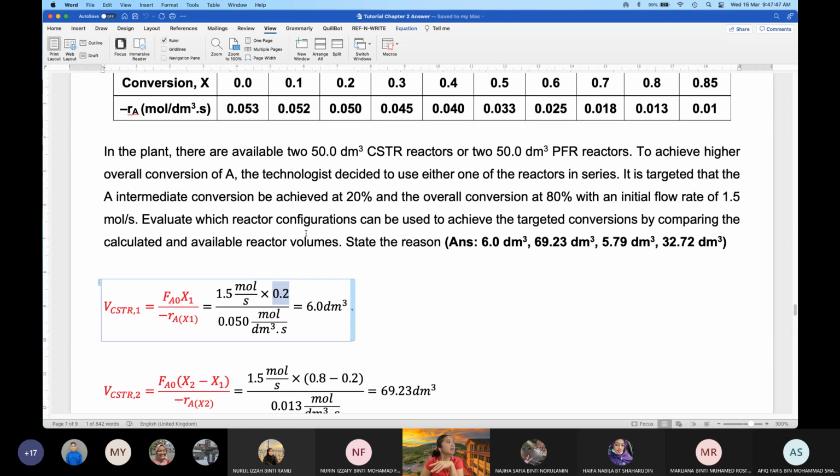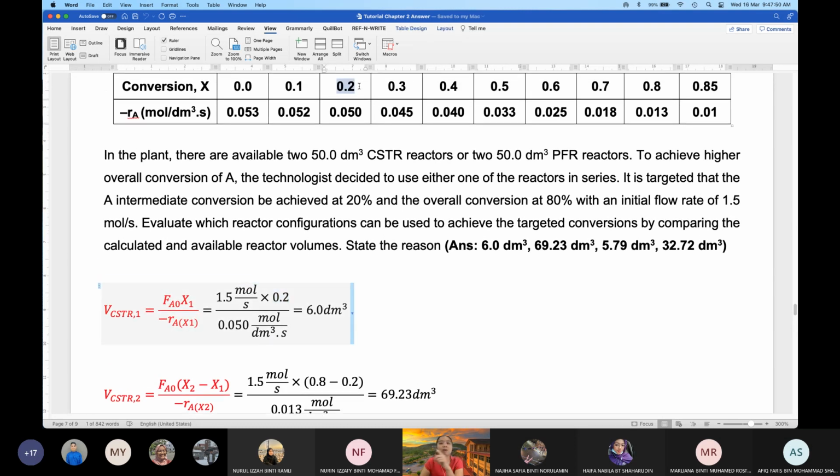So you look at the table, senang je tengok table. When my X is 0.2, minus RA dia 0.050. Okay, so sebab tu chapter 2 ni senang. Kamu dah tak payah kira minus RA, dia terus bagi je. Kamu tahu conversion, kamu terus tahu dah berapa minus RA dia, which is 0.050. Okay, so when you calculate, the volume of the first CSTR is actually 6 dm³. Means, arti kata lain, kamu perlukan sekurang-kurangnya 6 dm³ volume reaktor tu, kamu dah boleh mencapai conversion 0.2 ataupun 20%. Okay, done. So, we go to the next one.